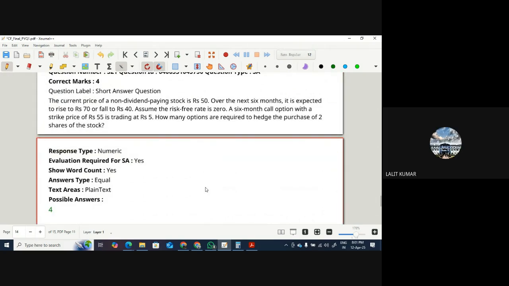Next question. The current price of a non-dividend paying stock is 50. Over the next 6 months, it is expected to rise to rupees 70 or fall to rupees 40. Assume the risk-free rate is 0. A 6-month call option with a strike price of rupees 55 is trading at 5. How many options are required to hedge the purchase of 2 shares of the stock? So here we have to calculate the hedge ratio.